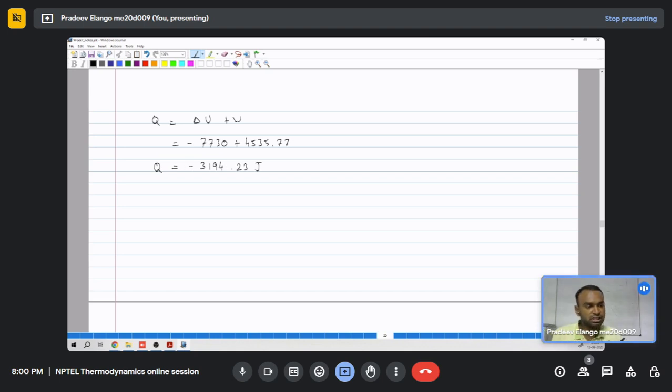So since it is negative, what do you say? The heat is transferred from the system to the surrounding or from the surrounding to the system? Sir, it's heat transfer from the surrounding to the system. No, from system to surrounding. We always take heat transferred into the system as positive, and work transferred from the system to the surrounding as positive.